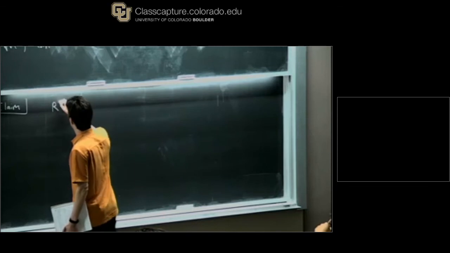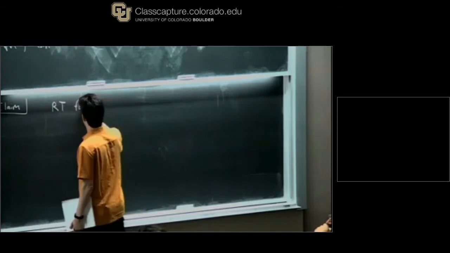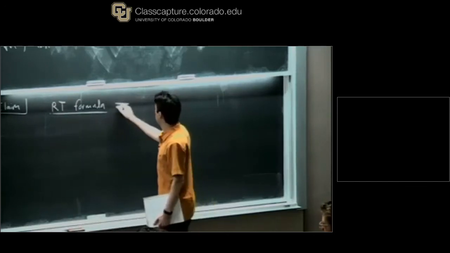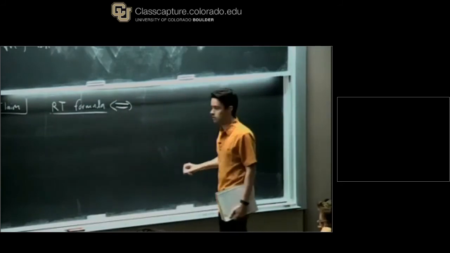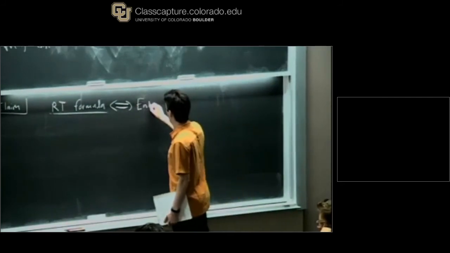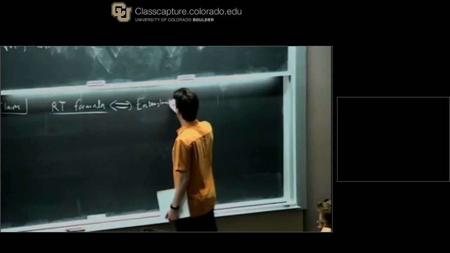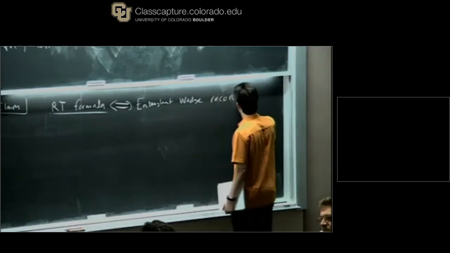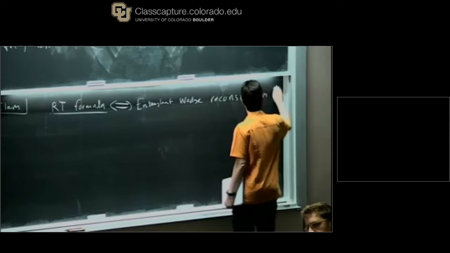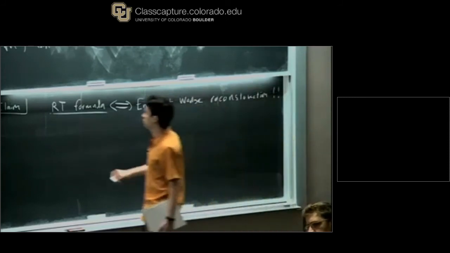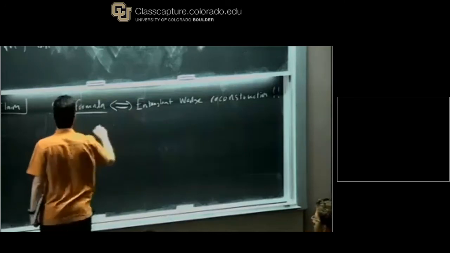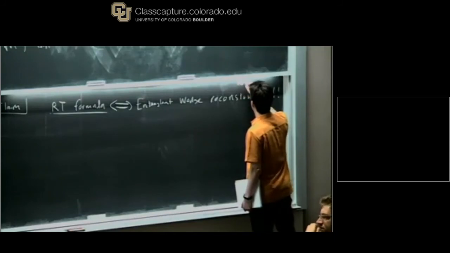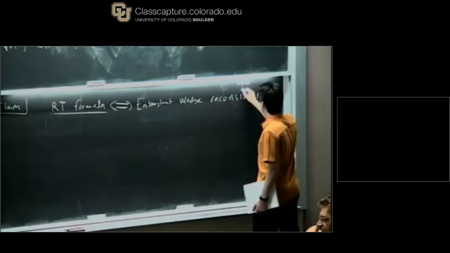The claim is that the RT formula, by which I mean the quantum RT formula, not only suggests entanglement wedge reconstruction, it's equivalent to it. This direction was proved in a paper by Xi Dong, myself and Aron Wall, and then the equivalence was proven by me last summer.